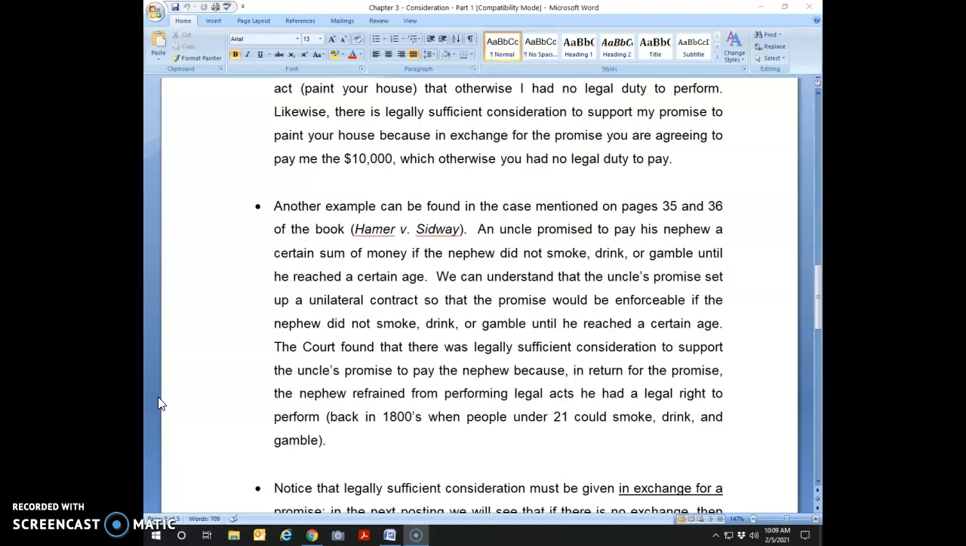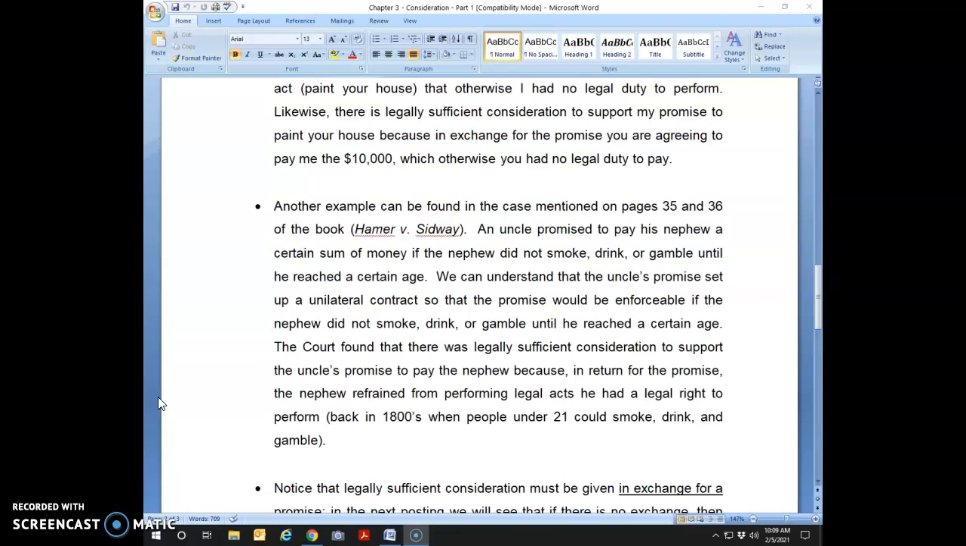I might add, when I was a teenager, the drinking age in New York was 18. And I don't think that there was a rule about when you could buy cigarettes. And, you know, you could gamble. In any event, it's important to note that when the uncle makes the promise, the nephew had the right to smoke, the right to drink, and the right to gamble.